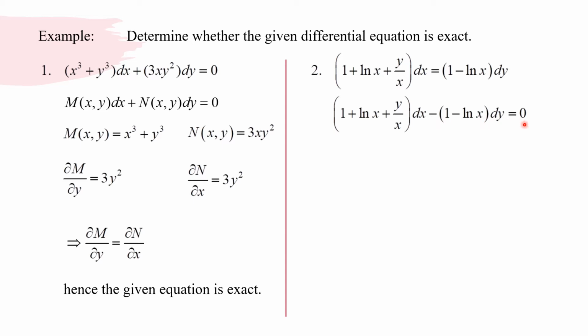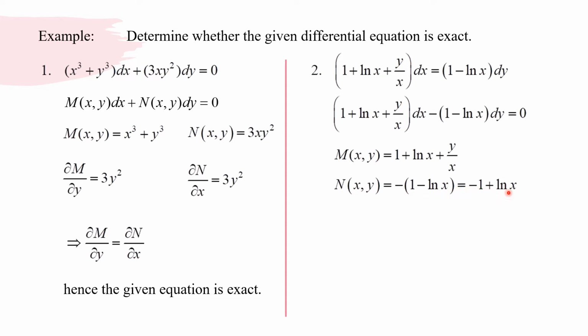The next step is to identify the M and the N. The function M is the coefficient for the differential dx, which is 1 plus ln x plus y over x, whereas the function N is the coefficient for the differential dy, which is negative (1 minus ln x), and if we open the bracket, it will be negative 1 plus ln x.